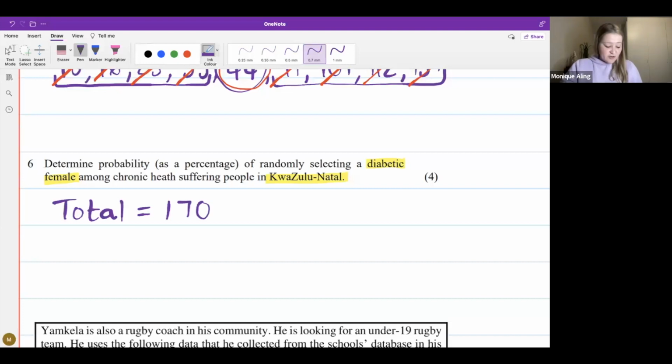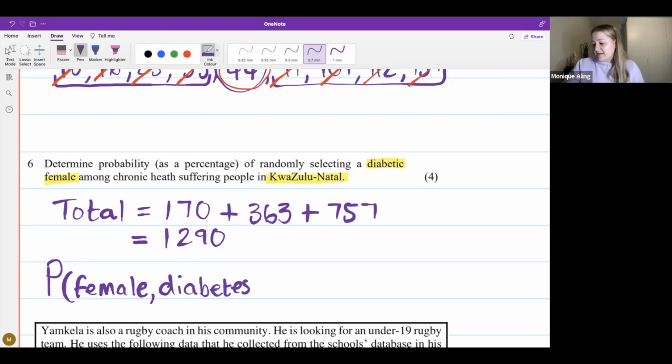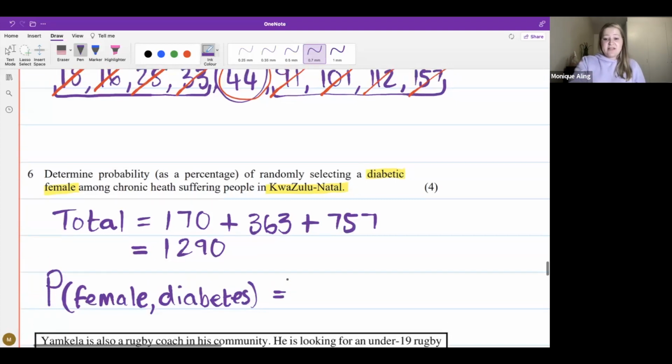Okay, so what Ben did there, you got the right answer. I'm first working out the total for KZN. Because my 170,000, my 363,000 plus 757,000. So that means there's a total of 1290 thousand people sick with chronic illnesses in KZN. But now we want to know specifically the probability of picking a female with diabetes. So we go and check how many females do we have that have diabetes?